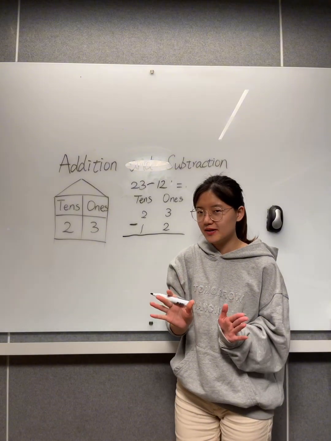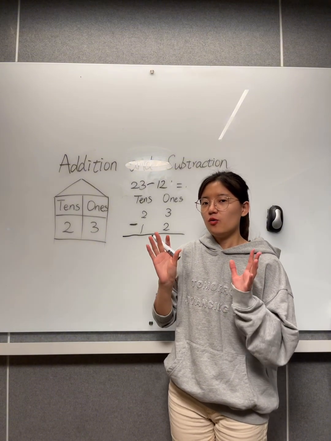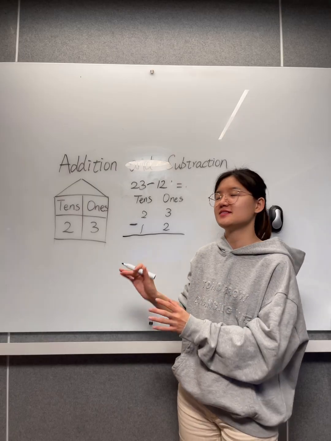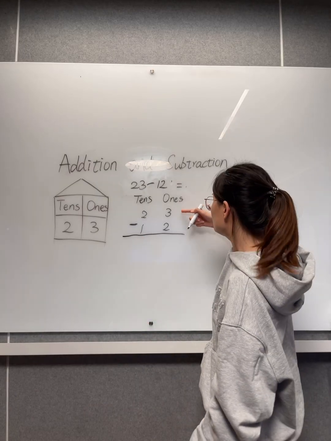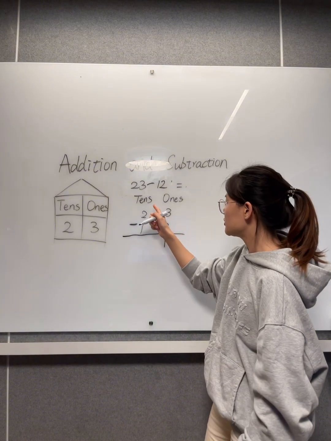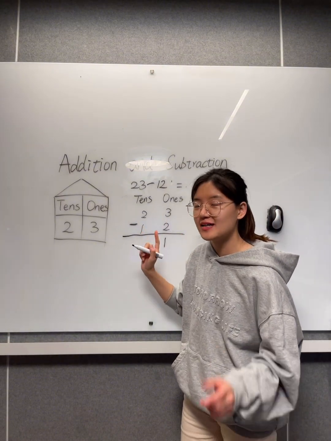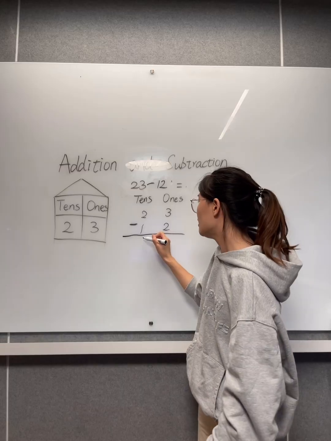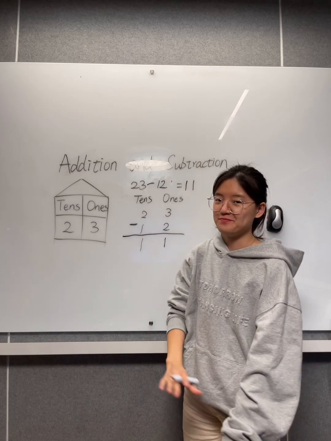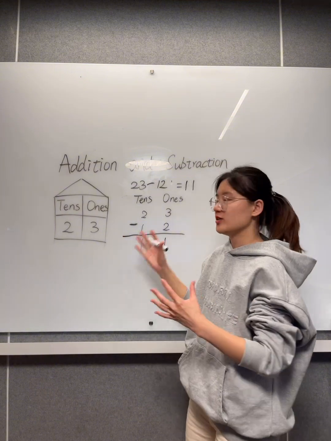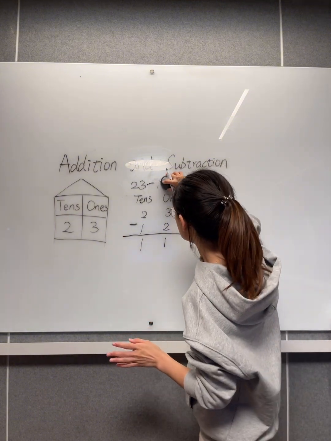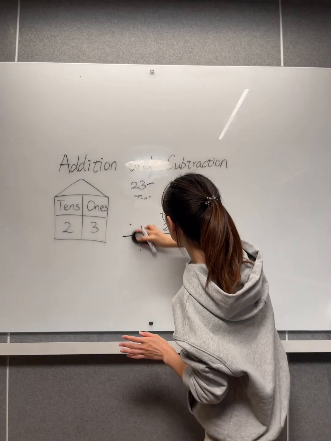Still, everyone, do remember? We just talked about which column should we start with? We will start with the most right side, the ones column. So for the ones column, we have 3 minus 2, which is 1. And for tens column, we have 2 minus 1. Tell me. 2 minus 1 will be 1. So we can solve out. The answer will be 11. And for this kind of question, it's quite easy, right? So do some practice.